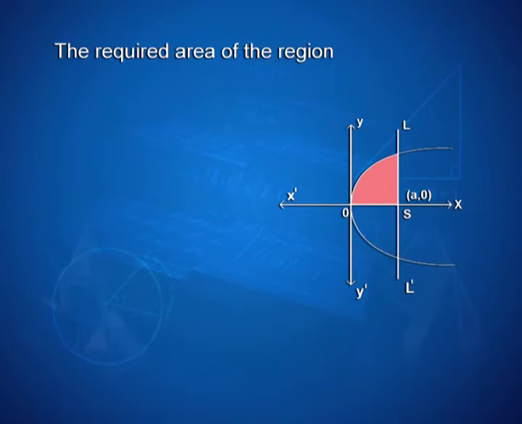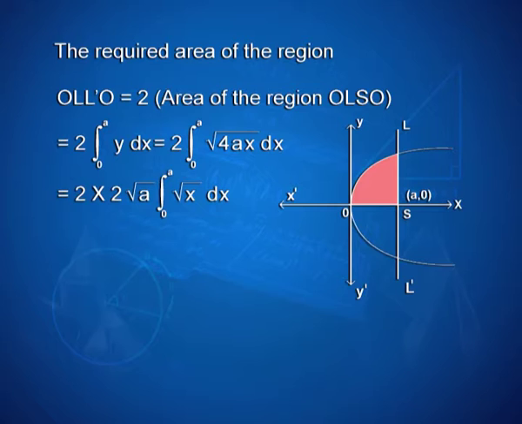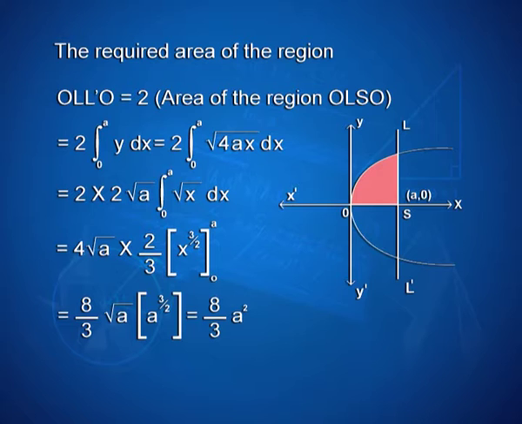Therefore, the required area of the region OLL'O is equal to 2 into the area of the region OLSO, that is equal to 2 into the integral from 0 to a of y dx, that is equal to 2 into the integral from 0 to a of square root of 4ax dx, that is equal to 2 into 2 square root a, integral from 0 to a of square root x dx, that is equal to 4 root a into 2 upon 3 into x to the power 3 upon 2 with limits 0 and a. On applying limits, we have 8 upon 3 into square root a into a to the power 3 upon 2, that is equal to 8 upon 3 a squared.